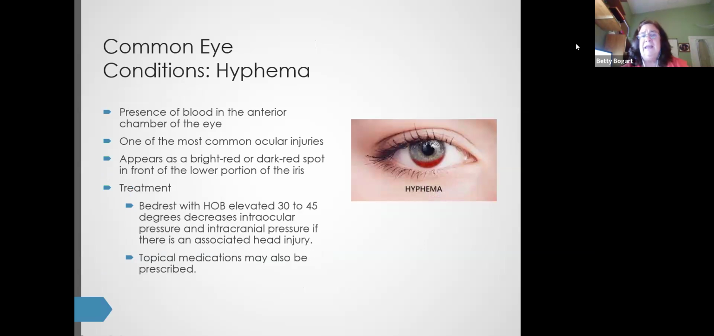Now, hyphema is blood in the little anterior chamber of the cornea, and it's an injury where it's this little dark red spot that you see. Now, what do we do for this? Well, keep the head of the bed elevated, right? And sometimes medications are put there. But of course, seeing the doctor, making sure there's no problems with vision.